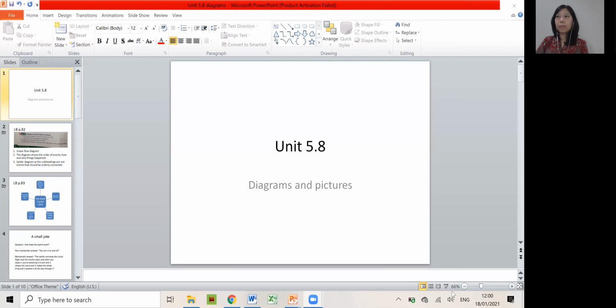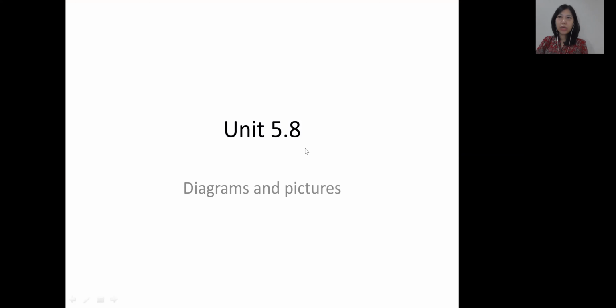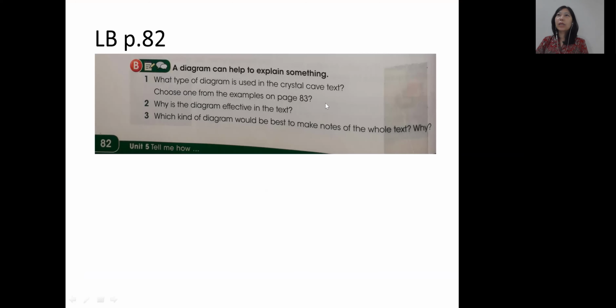All right. So everybody, please pay attention here. Now, Unit 5.8, I will explain about diagrams and pictures again. We are going to write down on your thinking journal and answer these questions from your learner's book, page 82. Number one, what type of diagram is used in the Crystal Cave text? You can check the Crystal Cave text from page 81. Check there. There's one diagram being used there. What is it? It's the linear flow diagram.